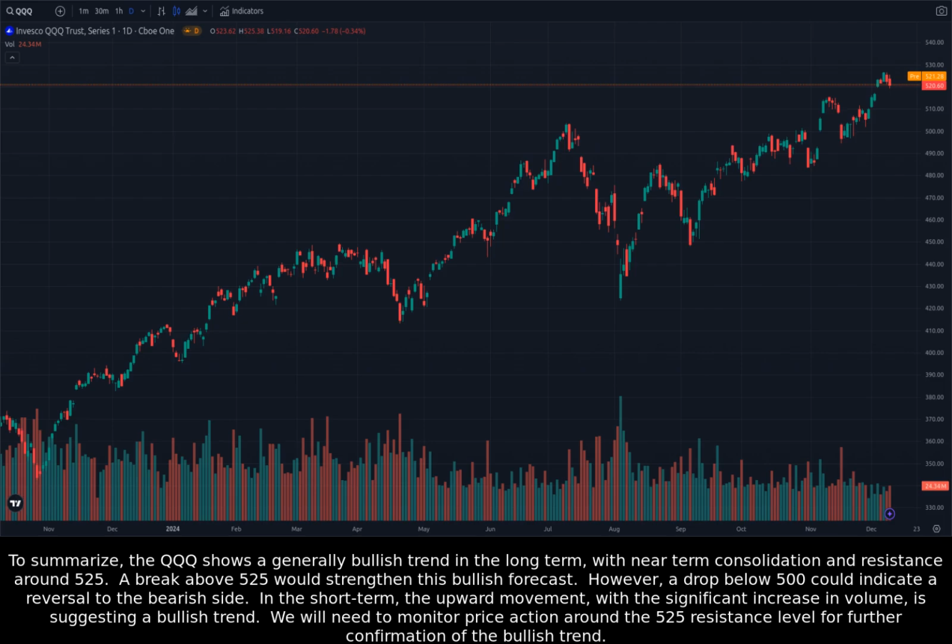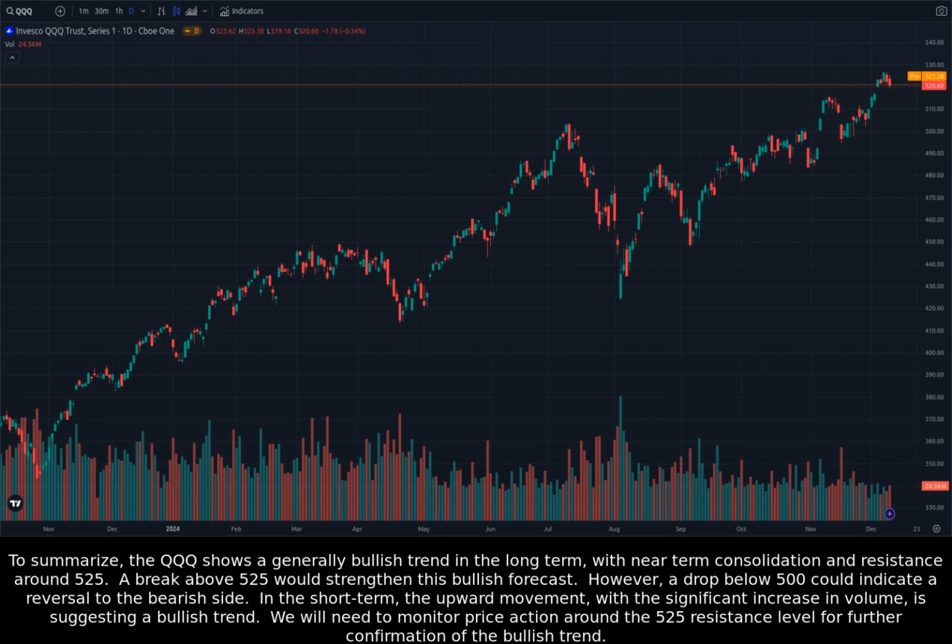This indicates a short-term resistance point, but we will need to see what happens next. To summarize, the QQQ shows a generally bullish trend in the long term, with near-term consolidation and resistance around 525. A break above 525 would strengthen this bullish forecast. However, a drop below 500 could indicate a reversal to the bearish side.